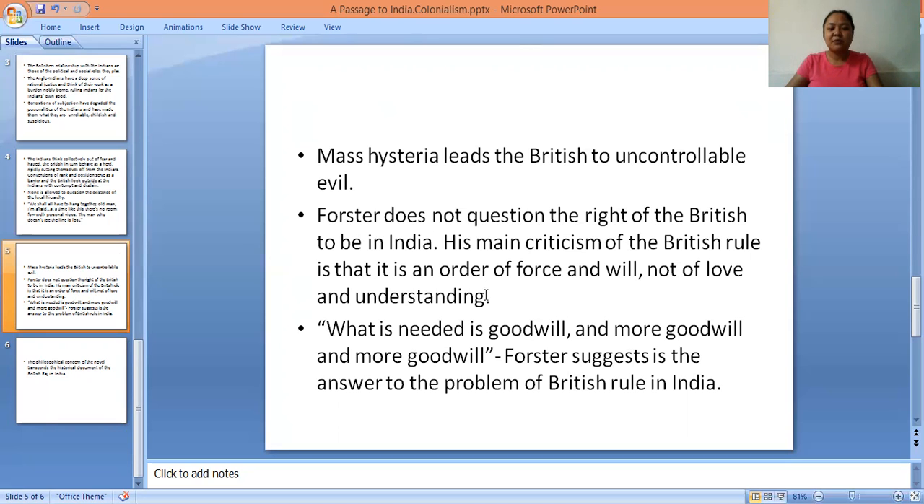And a lot of people have criticized him for it as well, because it seems like what Forster is saying is what is needed is goodwill and more goodwill and more goodwill. This is said by Aziz, I think. Yes, it is said by Aziz in the novel. Forster suggests this as the answer to the problem of the British rule in India. If only the British had a little more goodwill, or if only the Indians had a little more goodwill instead of all that fear and suspicion and hatred. If there was love and understanding between those two, then all would be well, is what Forster seems to think.